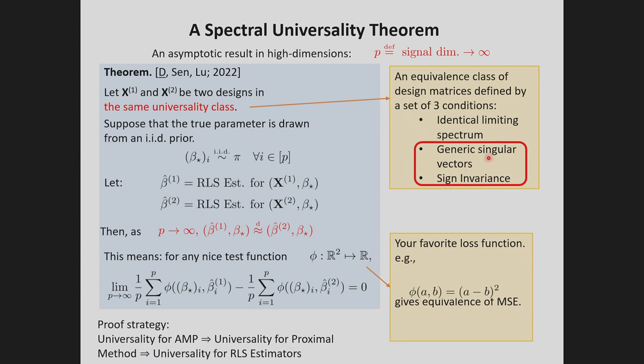What I want to spend the remaining time on is telling you about the three conditions which I didn't quite specify. For the two designs to lie in the same universality class, they are supposed to satisfy a set of three conditions. Out of these three conditions, the first condition is quite natural. It just posits that X1 and X2 should have approximately the same singular values, which was one of the prerequisites in the spectral universality heuristic. So it's not super interesting. I'll tell you about the other two conditions, which are that X1 and X2 have generic singular vectors, so that will help clarify what we mean by generic. And the third condition is the sign invariance condition, and I'll tell you about it because I think there's a nice problem there that's left.